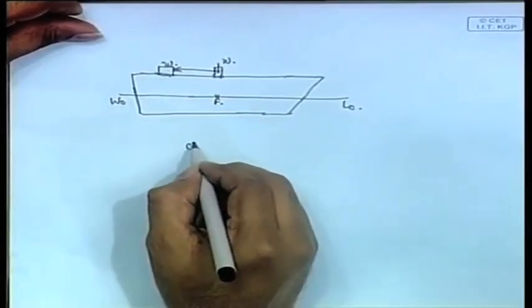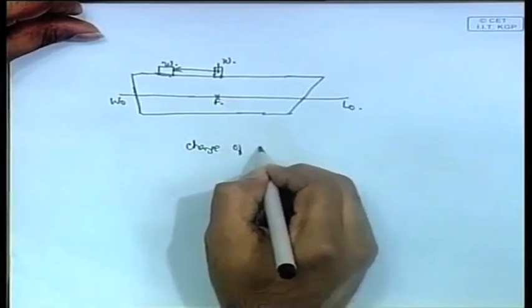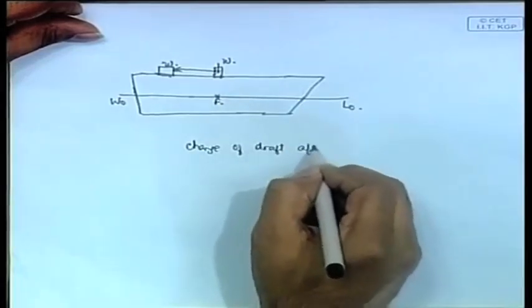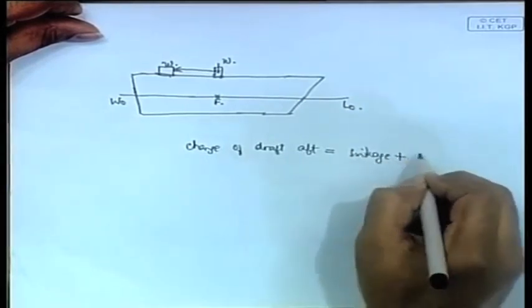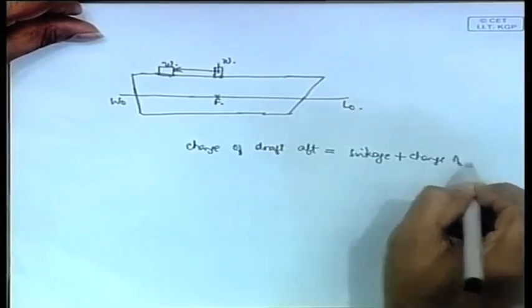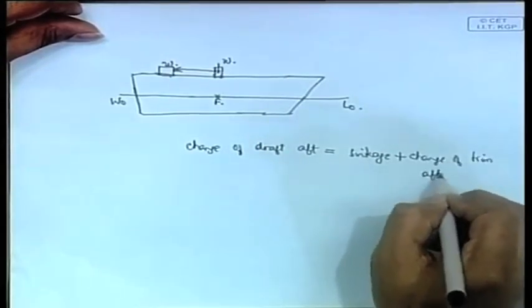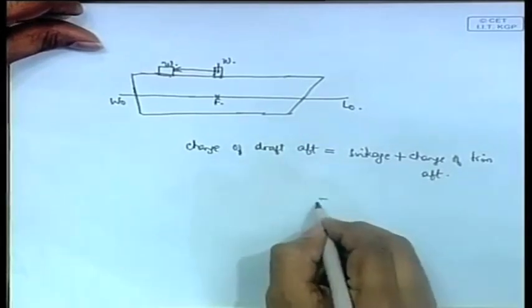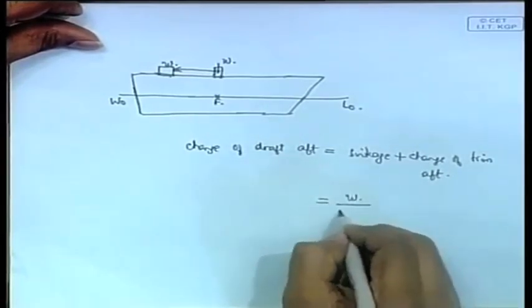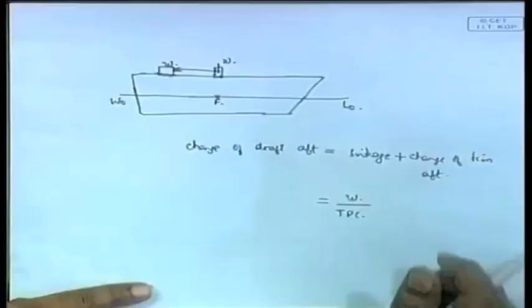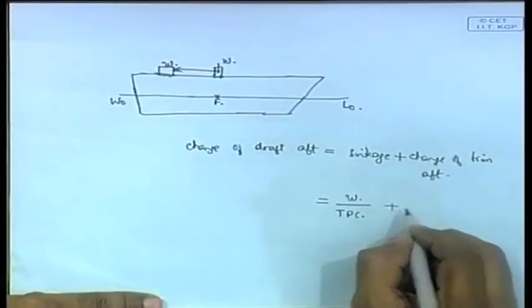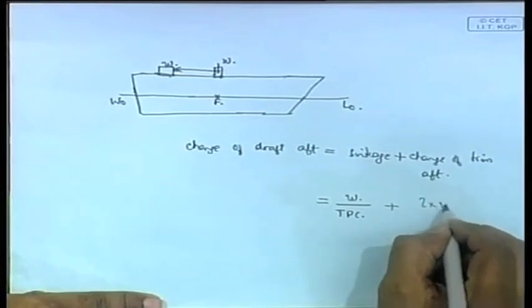Now, what will be the change of draft aft? It will be equal to the sinkage plus change of trim aft. Now, these formulas you just have to memorize. Sinkage is always given by this formula, W divided by TPC. W is the weight added, TPC is tons per centimeter immersion. Therefore, you will get the sinkage in centimeters, not in meters. Then plus change of trim aft, and for that you have to remember this formula.